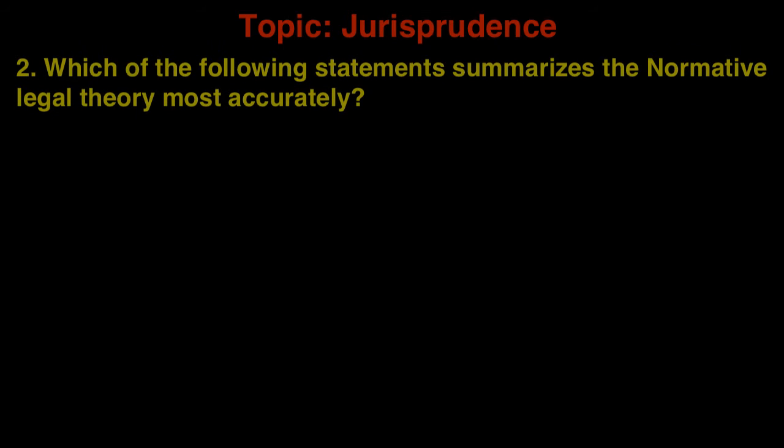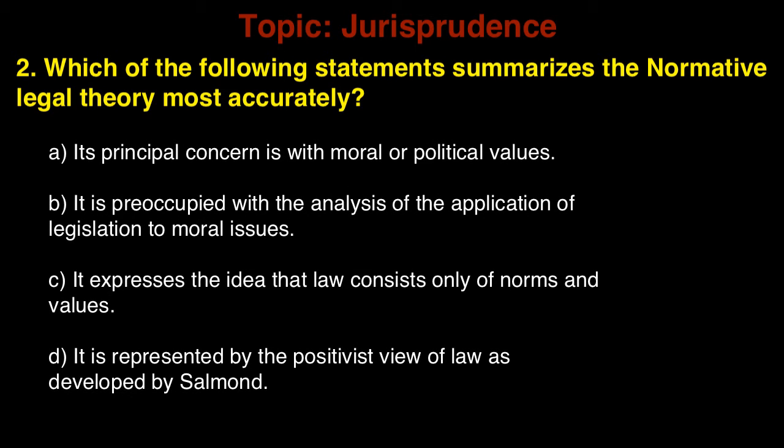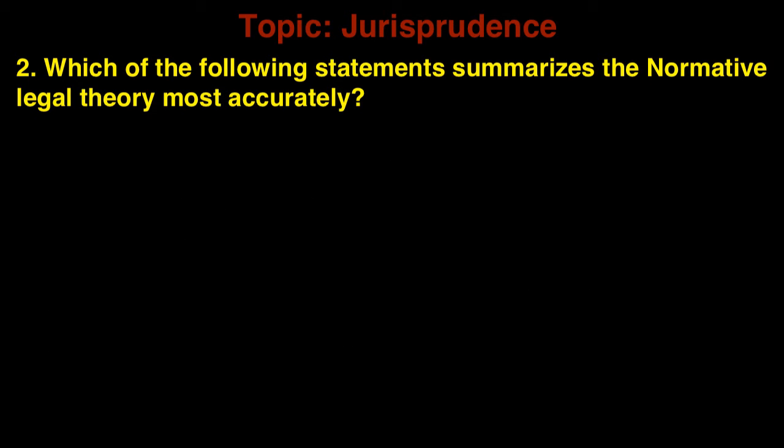2. Which of the following statements summarizes the normative legal theory most accurately? A. Its principal concern is with moral or political values. B. It is preoccupied with the analysis of the application of legislation to moral issues. C. It expresses the idea that law consists only of norms and values. D. It is represented by the positivist view of law as developed by Salmond.